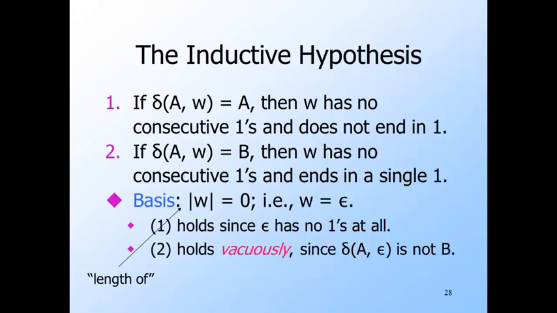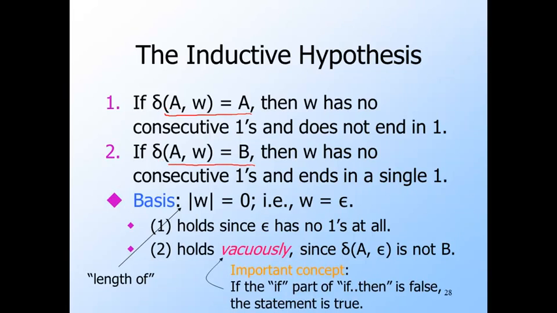We're going to use bars around a string to denote its length. And now, let's prove part 1 of the basis. Delta of A and the empty string is indeed equal to A, and the conclusion is true since the empty string does not have consecutive ones. For item 2, things are a little trickier. It is false that delta of A and the empty string is B, but it is also false that the empty string ends in 1.